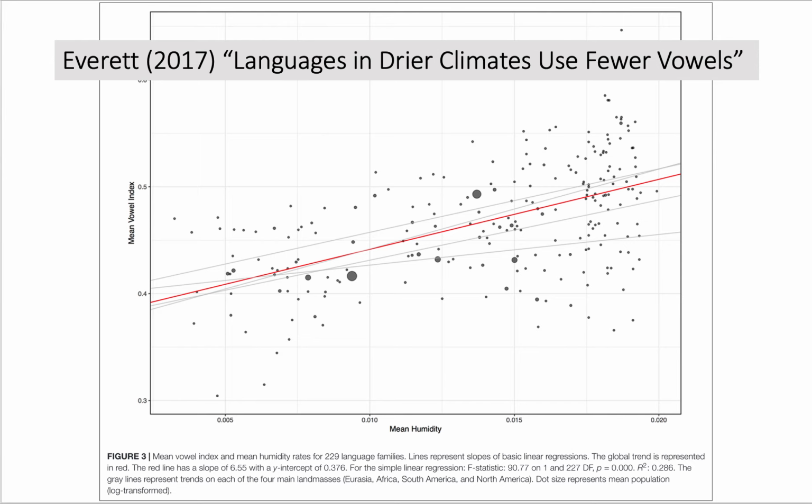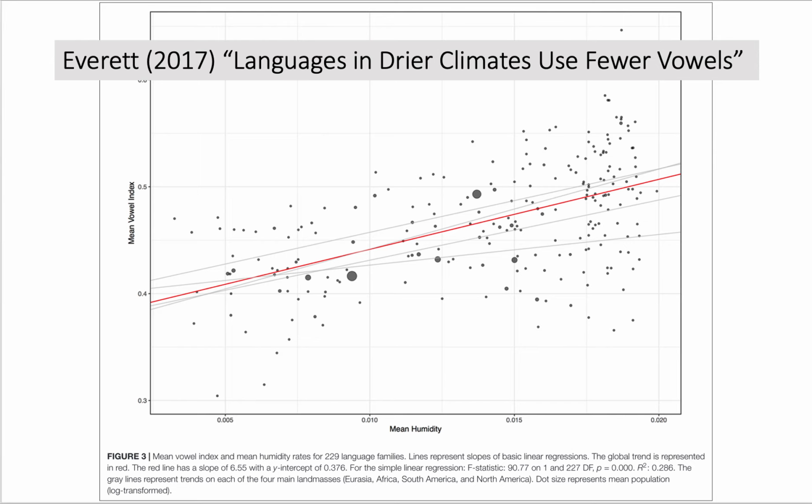As I said, Caleb Everett has pioneered most of that work, looking at specific phonological features. And here is one example of his work, a paper called Languages in Drier Climates Use Fewer Vowels. This is one of the figures from that paper, showing that on the x-axis we have mean humidity. So the more humid an environment is where a language is spoken, the mean vowel index on the y-axis goes up, right? So you have a positive correlation here.